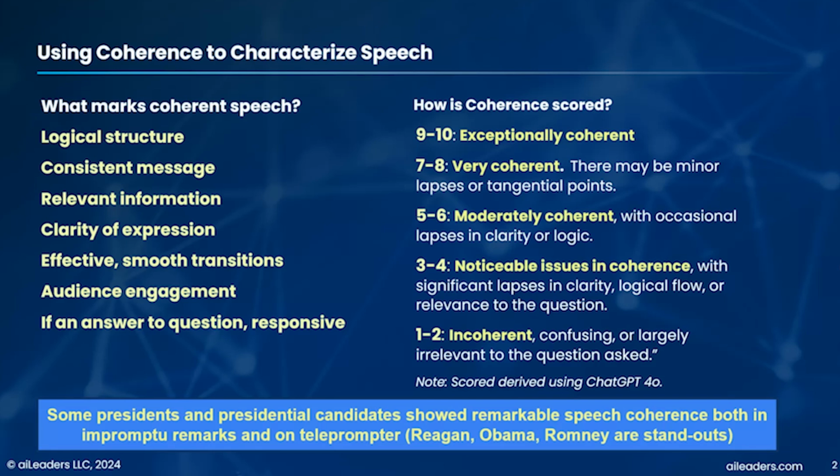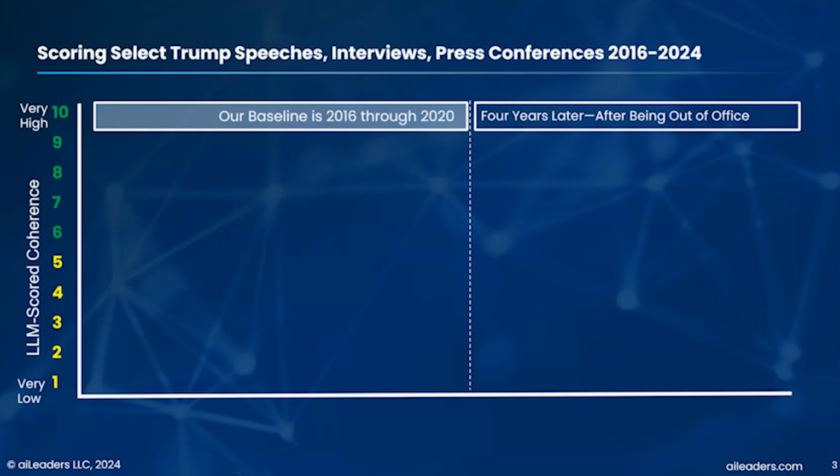Just as context, looking back across presidents from Carter to Biden, we have seen a lot of really remarkable speech content as it pertains to coherence. Former President Reagan is a standout. Obama is a standout. Senator Romney in presidential debates, a real standout for very high coherence remarks. That's the context. That's what we're measuring. This scale of 1 to 10 will show up on this next page.